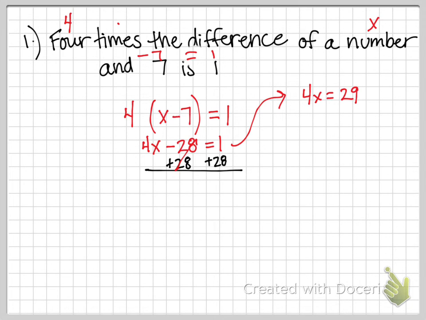Okay, then divide by 4. And I would leave this if I were you. I would just call this x equals 29 fourths, because that is simplest form. Pretty much we're just being lazy and don't want to do decimals. Leave it. Okay, let's do one more.